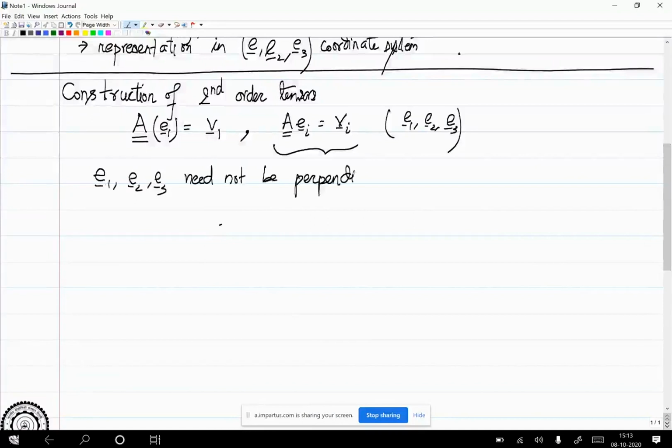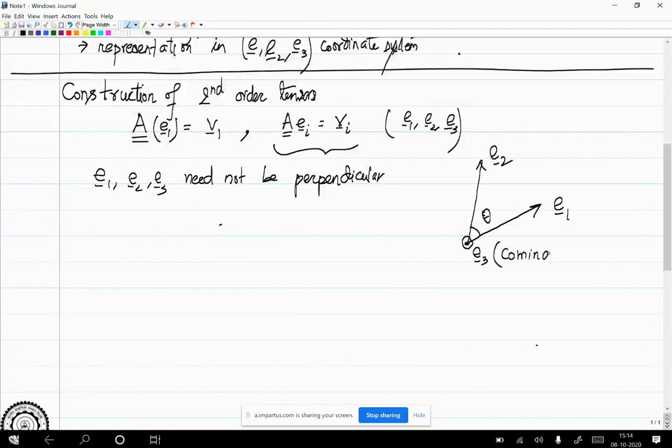Sir, can you tell this with example? Yeah, of course. A very simple example is just think of E1, and then you have E2, which makes an angle theta, and E3 is then coming out. So here the three vectors are not all perpendicular to each other, correct? Right. Okay.